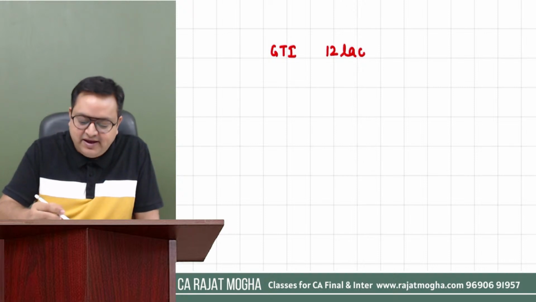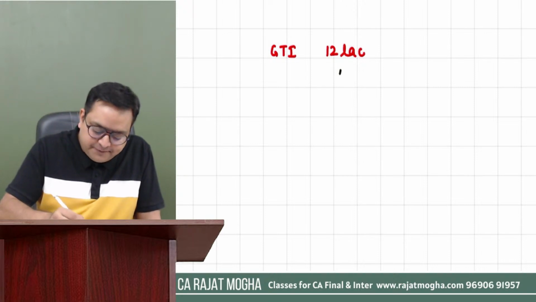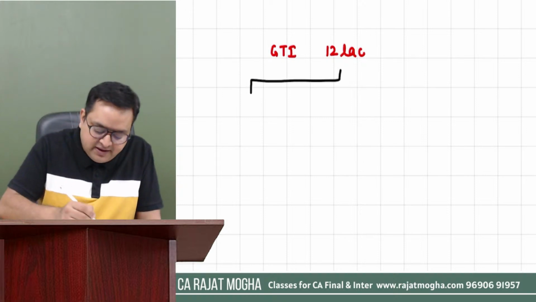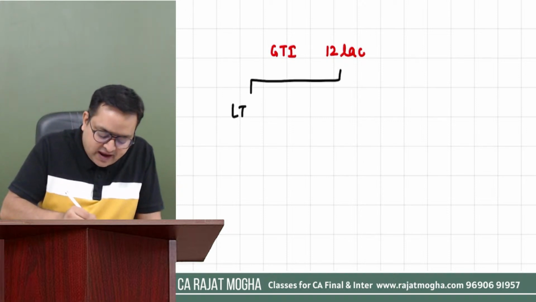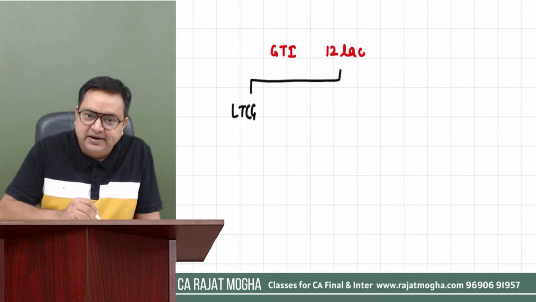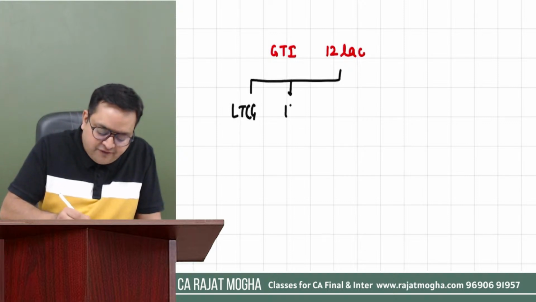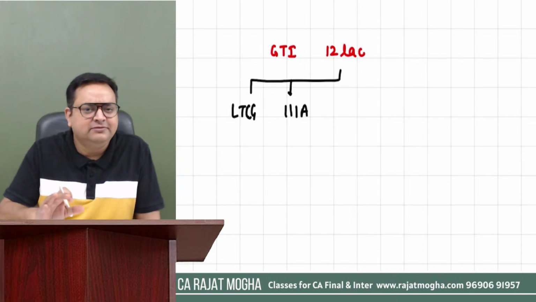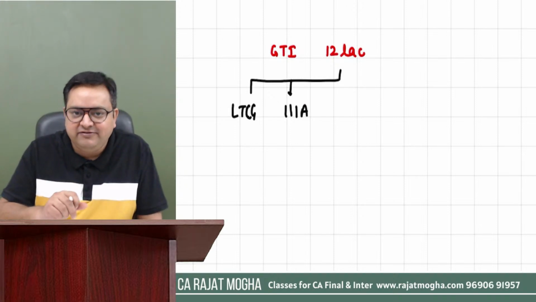So whatever is the GTI of the assessee, first of all, please segregate it into special income. Do we have any special income? First special income is long-term capital gain, normal long-term capital gain. Second is 111A, that is short-term capital gain. Do you remember that? All these points we have already discussed in our capital gain revision.